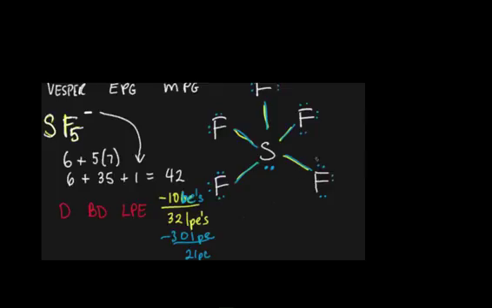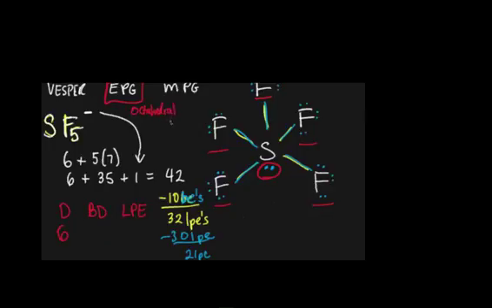5 or 6? 6. Which is it? 1, 2, 3, 4, 5, and then 6 domains. So right away, when you write down 6, you should be able to tell me the electron pair geometry. What is the electron pair geometry for the shape? Octahedral. Very good. So we know it's octahedral because it has 6 domains.